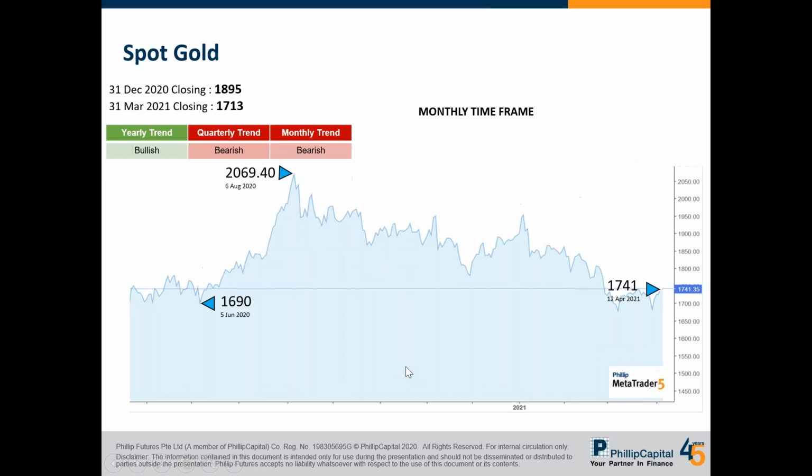Okay, so next, let's look at spot gold. I know that everyone will be waiting and you all want to find out what is going on for gold. Thanks to the recent weakness in bond yields and of course the US dollar, gold has been able to put up a decent fight in the last month.